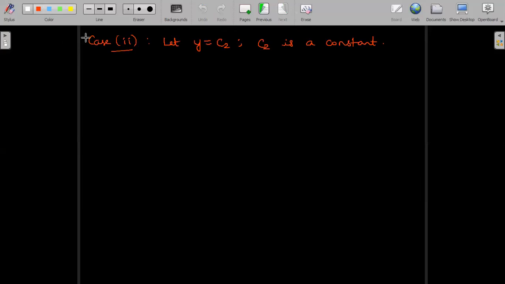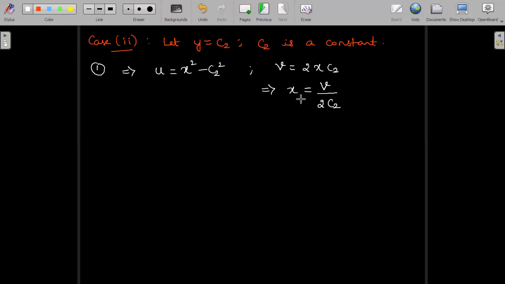Substituting in equation 1, we get u is equal to x square minus c2 square and v is equal to 2x into c2. So from this, let us write down what x is: x is equal to v divided by 2c2. And we will substitute x is equal to v divided by 2c2 into the first curve. So therefore, we can rewrite u as v square divided by 4c2 square minus c2 square.